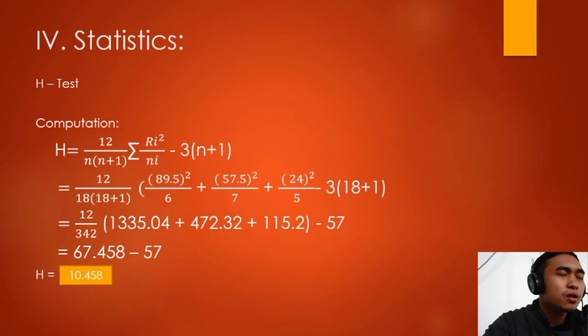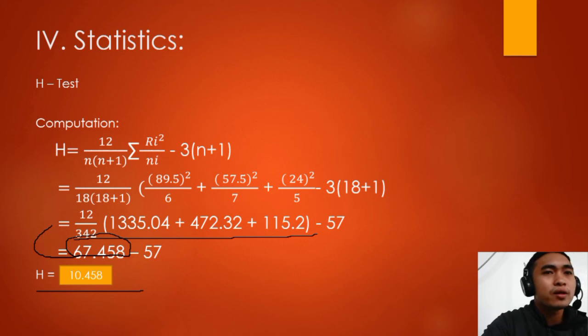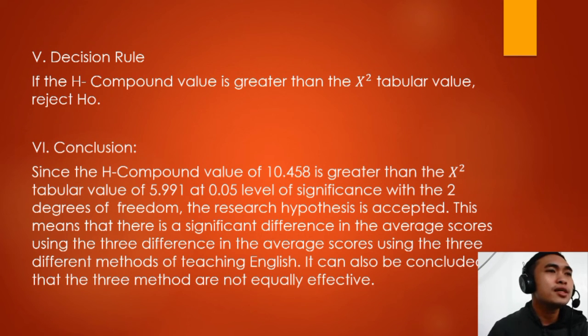1335.04. We get it by computing 89.5 raised to 2 over 6. The other terms are 470.32 plus 115.2, close parentheses, minus 57. The result of this is 67.458, and minus 57, so the result of the H test is 10.458.